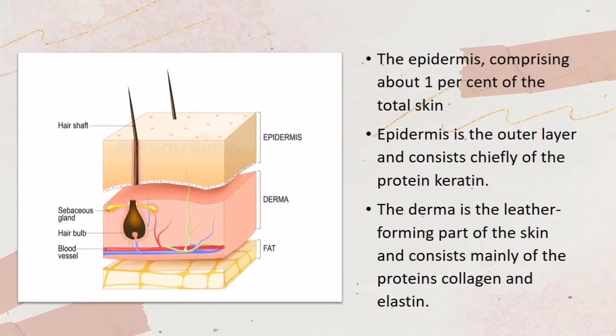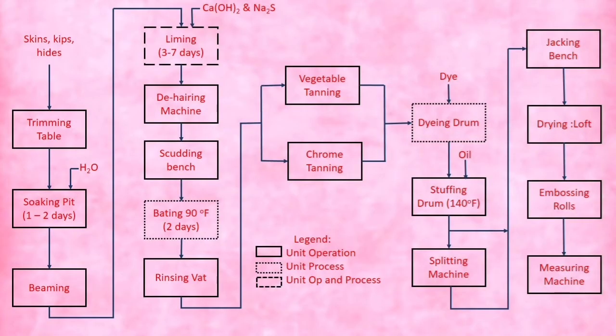The epidermis, comprising about 1% of the total skin, is the outer layer and consists chiefly of the protein keratin. The hair, which grows through both the derma and the epidermis, is also largely keratin. The derma is the leather-forming part of the skin and consists mainly of the proteins collagen and elastin. This layer is dense and chemically resistant, thus allowing the epidermis to be readily removed by chemical means. The flesh is a thin layer, mostly adipose tissue, which must be removed to ensure tannin penetration on both sides of the corium.